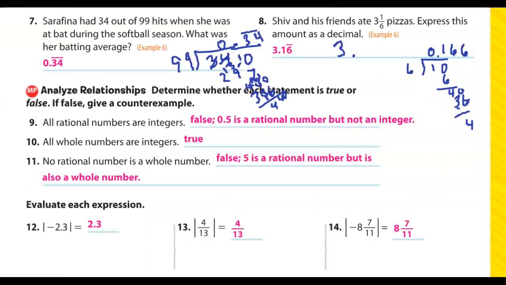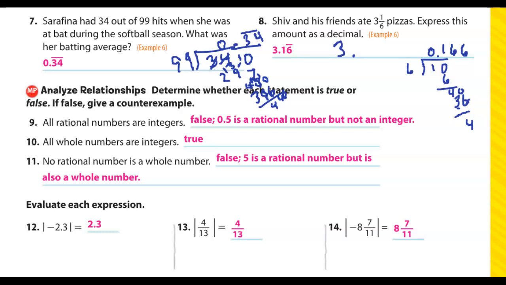All right, for number 7, it says Serafina has 34 out of 99 hits when she was at bat during the softball season. What was her batting average? So we're going to divide 34 by 99, and when you do this, you're going to find that the 3 and the 4 will repeat over and over again.